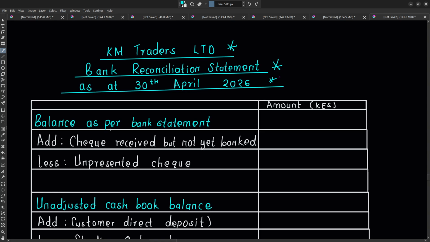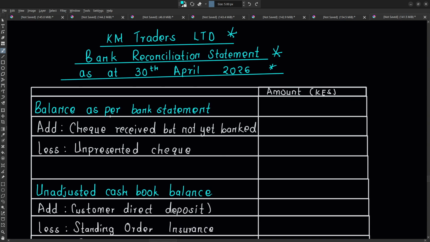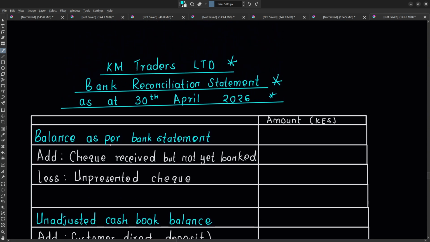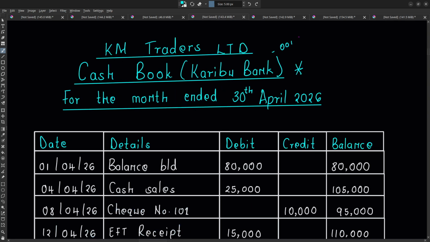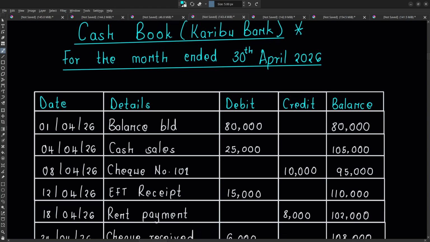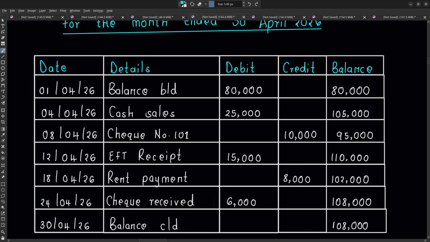Okay, so we are saying as at 30th April 2026 because we are going to know what is the cash balance as at 30th April 2026. So first thing is we are going to look at where the difference is coming from. So we start by balancing, to match, basically, where do we look for the differences. Okay, so the first thing is we are to see the balance brought down is 80,000.